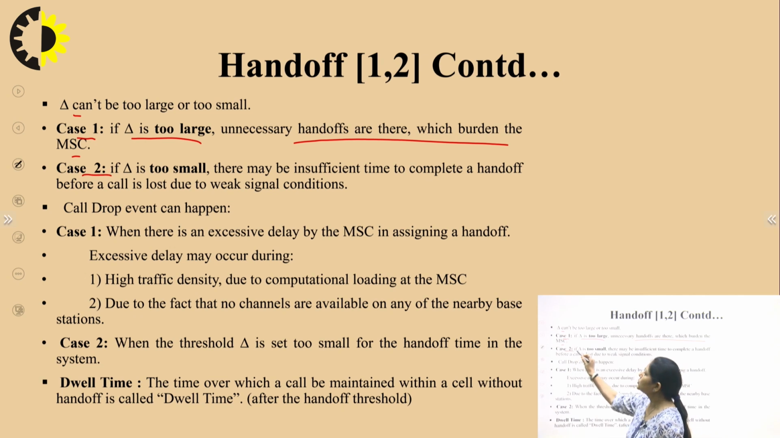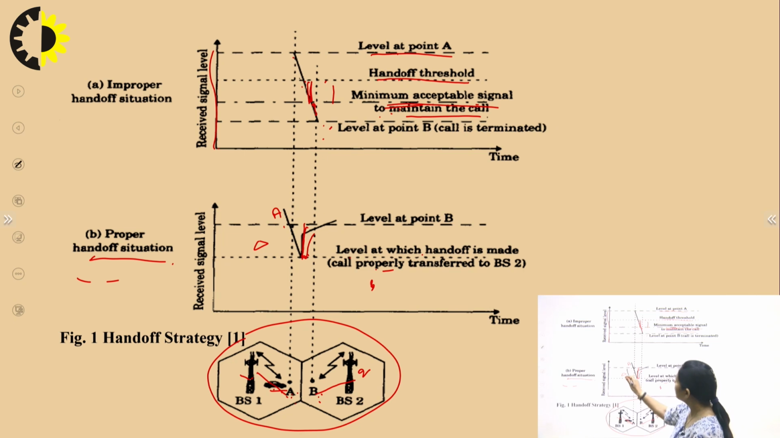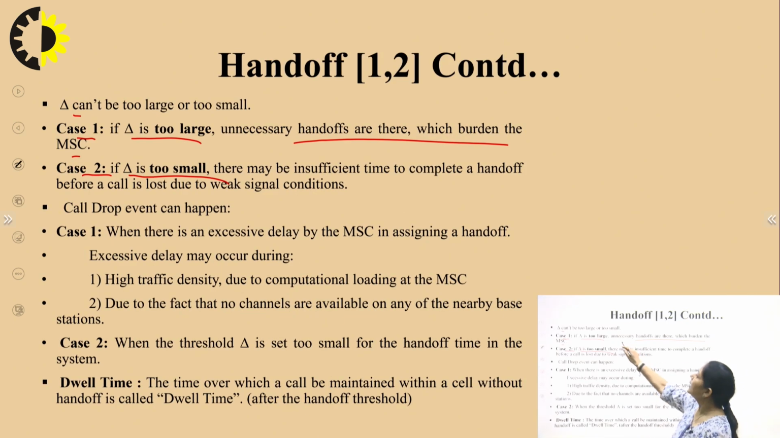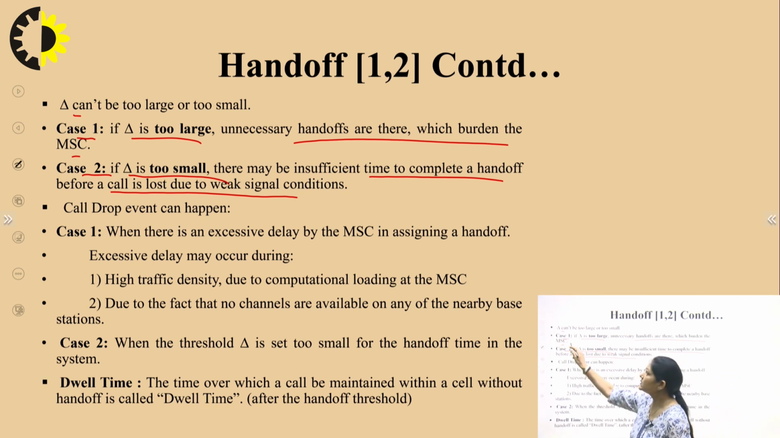Case 2, if delta is too small, then what will happen? There may be insufficient time to complete a handoff before a call is lost due to weak signal. If you take the delta value very small, the signal will keep on dropping, and ultimately the call will drop, because the base station has not got the proper time for handoff. Now, these are the two cases.